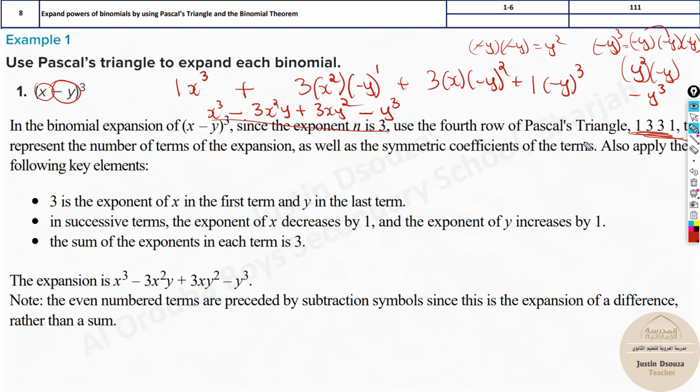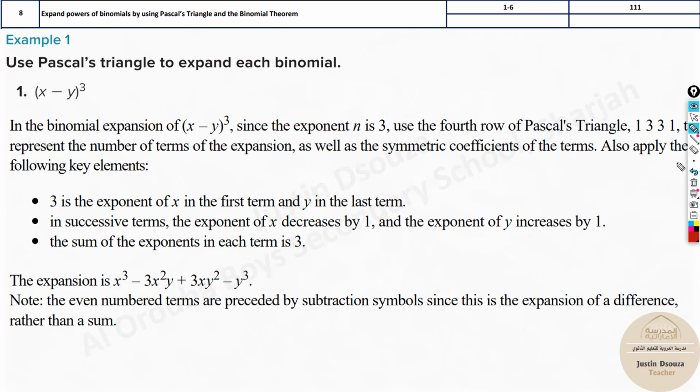So this is the power. This is how you explain it in Pascal's triangle if there is a negative. But if you know the formula, it's very simple. It's x cubed minus 3x squared y plus 3xy squared minus y cubed. If you know this by heart, just use this.